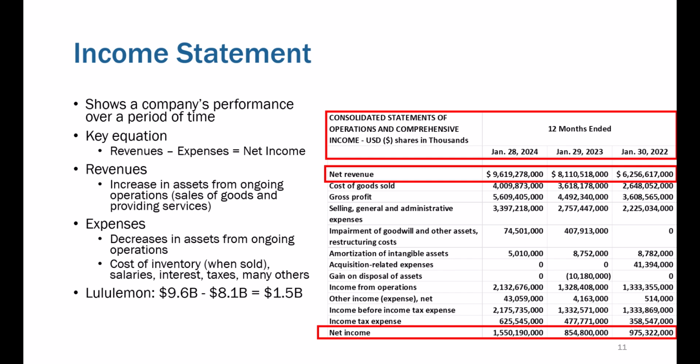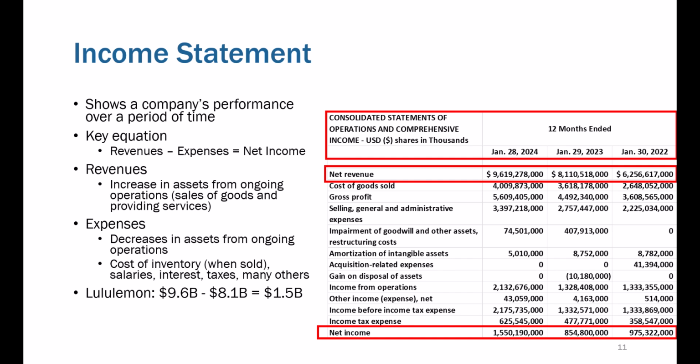Lulu did not have a line that just said total expenses, so that's why I didn't highlight it on this sheet. They just do have a variety of expenses listed. Lulu has 9.6 billion of revenues, 8.1 billion of expenses, 1.5 billion of profit. So it's important to know the income statement resets every period. The balance sheet is for a point in time.